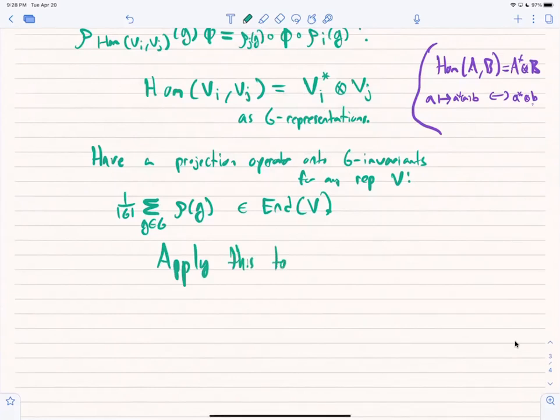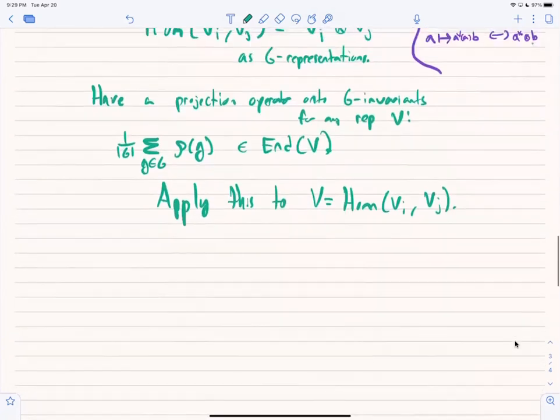Okay, and so we're going to apply this to the representation V equal to Hom(Vi, Vj). And so we're going to apply it to something specific in here to get what we want.